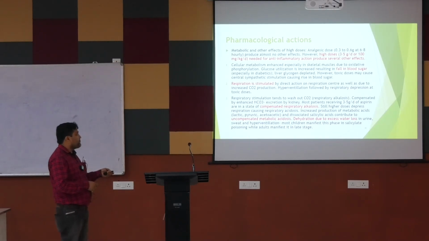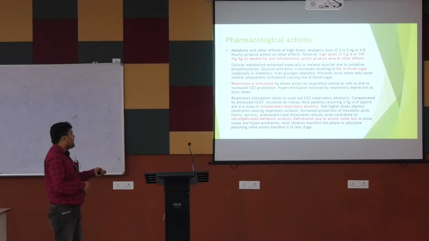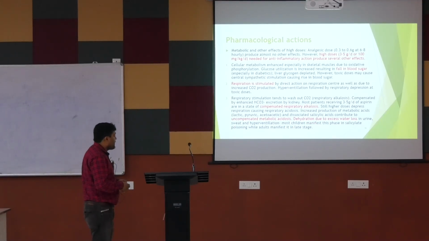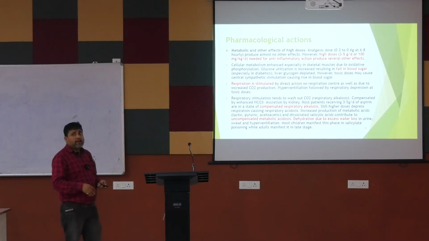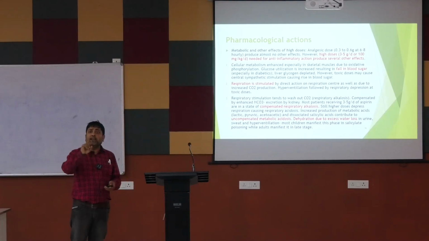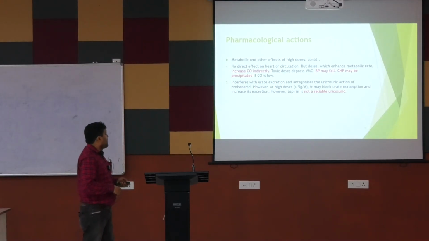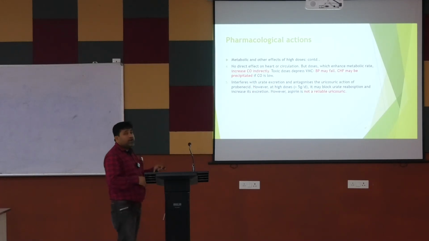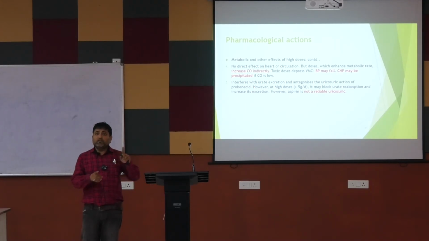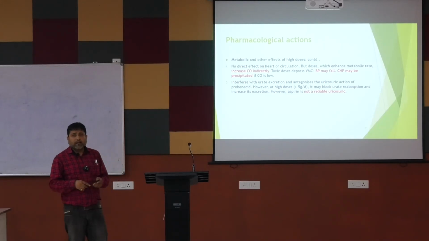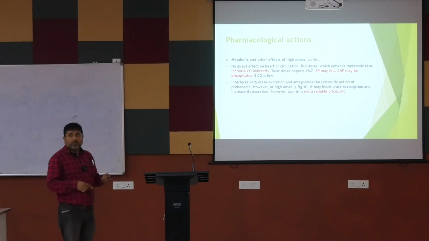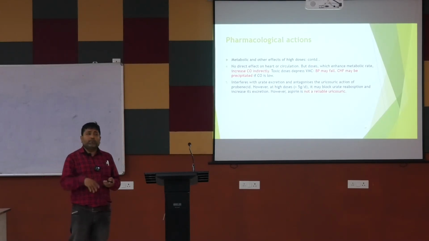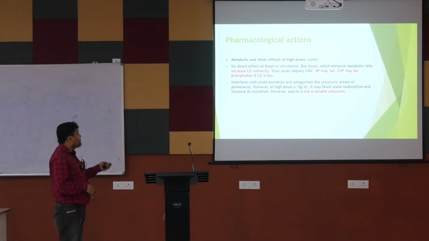Dehydration by high-dose aspirin can occur due to excess water loss in urine, sweat, and hyperventilation, particularly manifested in children in salicylate poisoning, and adults can manifest it in salicylate poisoning in late stage. Now, no direct effect on the heart, but because of increase in cellular metabolism, cardiac output is increased, and toxic dose can depress the vasomotor center, causing fall in blood pressure. Congestive heart failure may be precipitated if cardiac output is low.